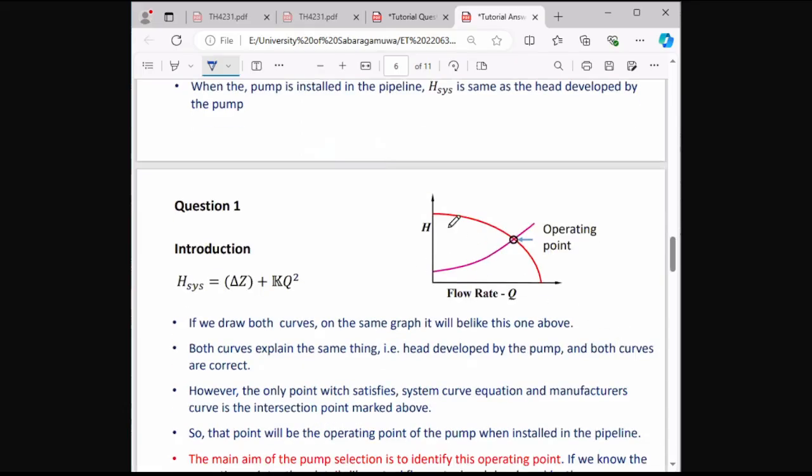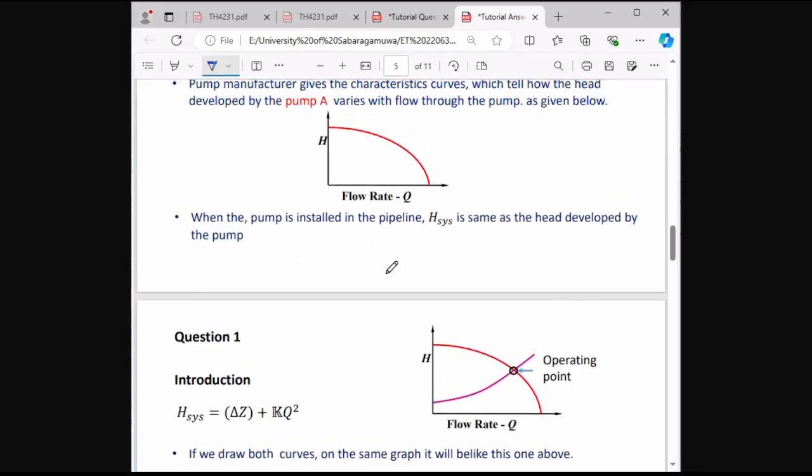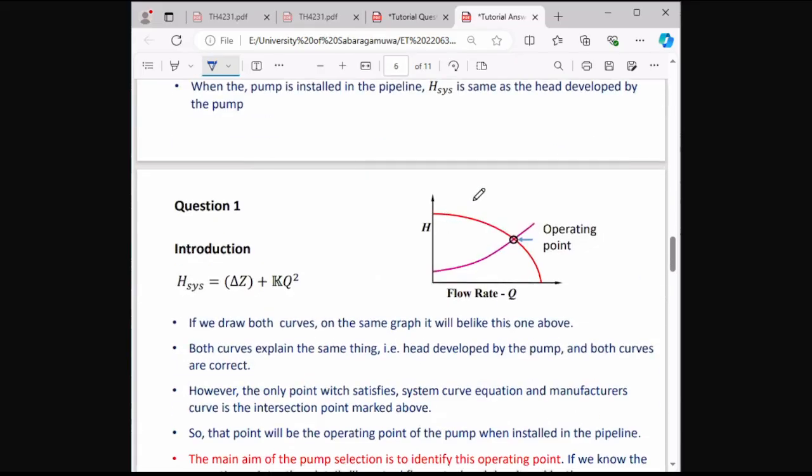Then you can draw both graphs in one graph. This graph is according to the pump supplier, and this one is according to our calculation. Using this equation, you will receive this operating point. According to this operating point, you can calculate pump head and flow rate.